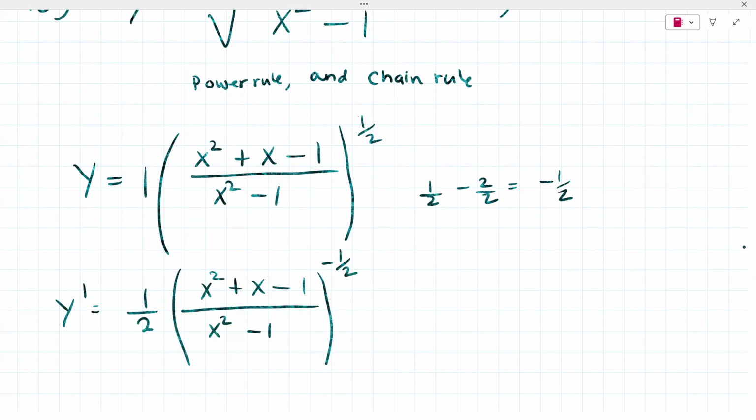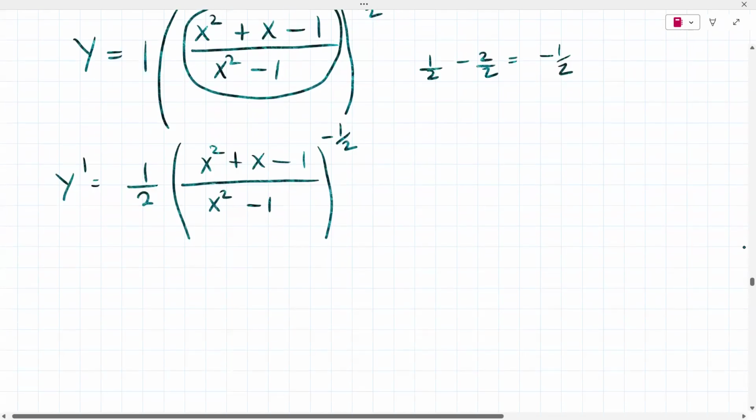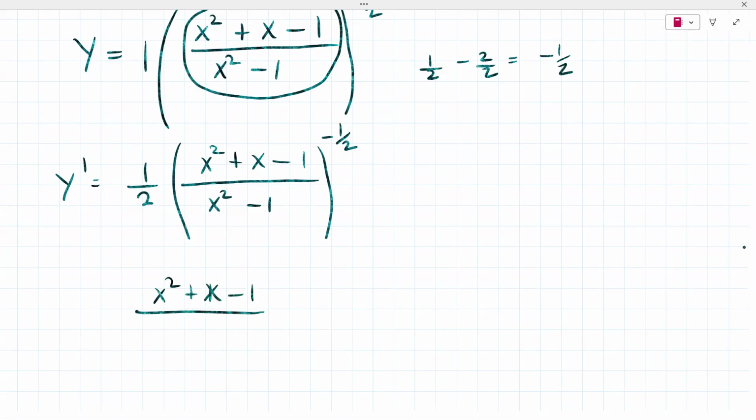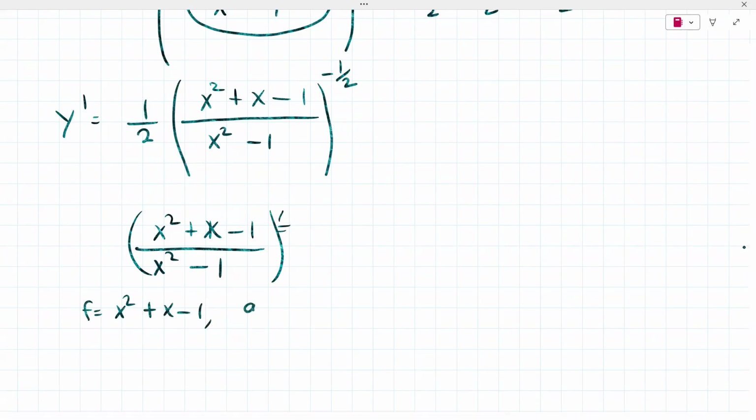And then you must use the chain rule. So you have to take the derivative of this. How do you take the derivative of that? Use the quotient rule, right? That's a pain. So let's see. What is the derivative of x squared plus x? Yes, it is the quotient rule. So what's your f, what's your g? Your f is the numerator. F prime is 2x plus 1. G prime is 2x.